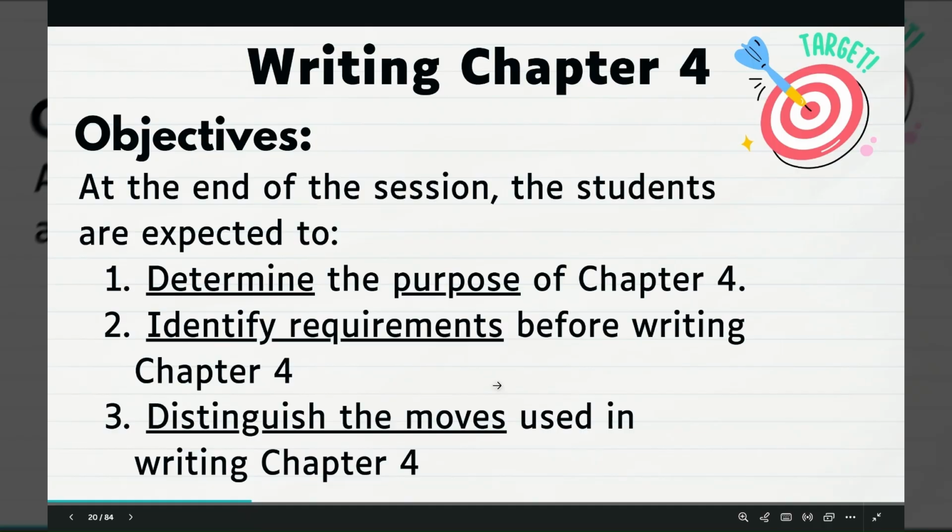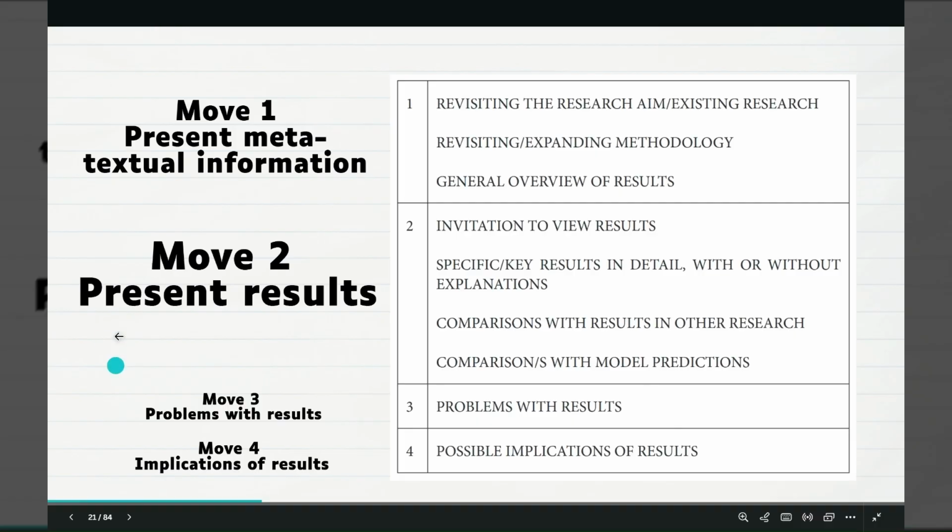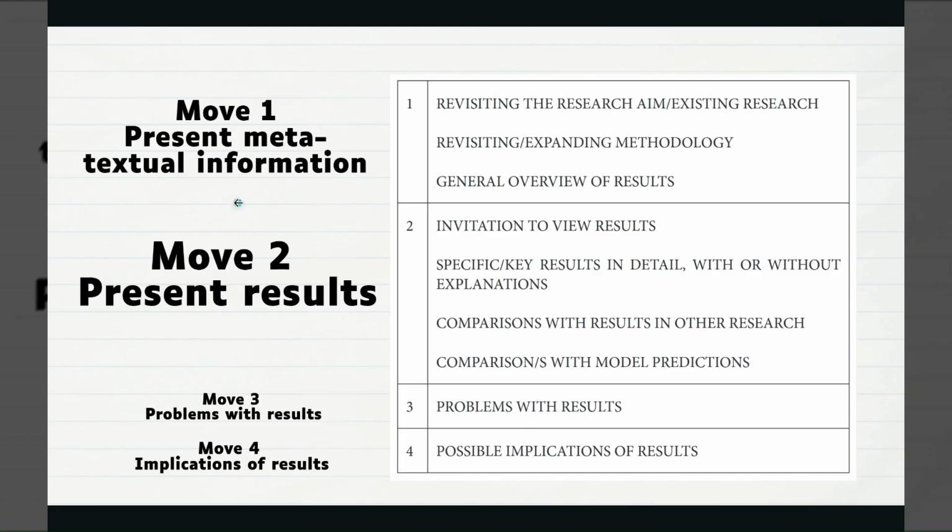Okay, that's it with the identification and the requirements for chapter 4. Let's now move forward to the distinguishing of the moves when writing chapter 4. So there are practically four moves. Number one, present metatextual information, where we try to revisit the research aim or the methodology, or we also have the option to provide overview of results. Okay, so this is how you sort of introduce your paper.